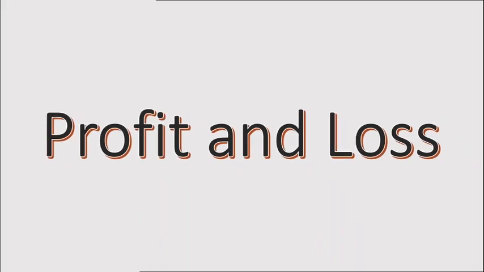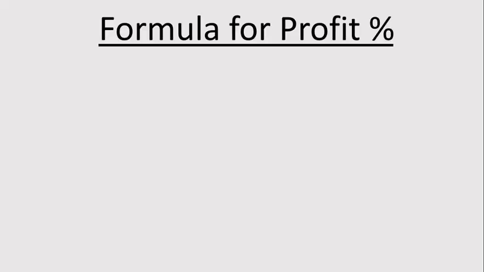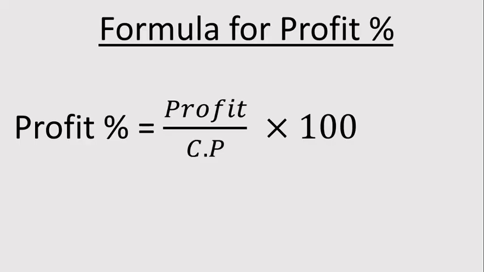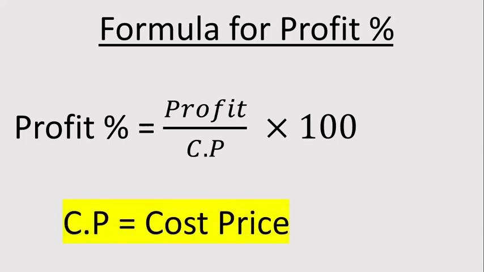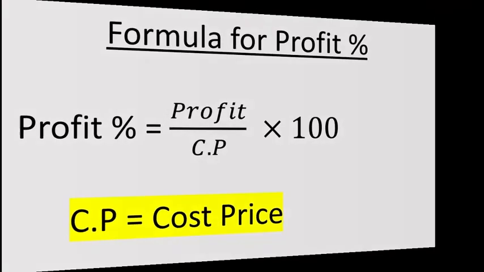Today our topic is profit and loss. See the formula here. Profit percentage formula is profit divided by CP into 100. CP is cost price. This is the formula for profit percentage. Move on to the sums.